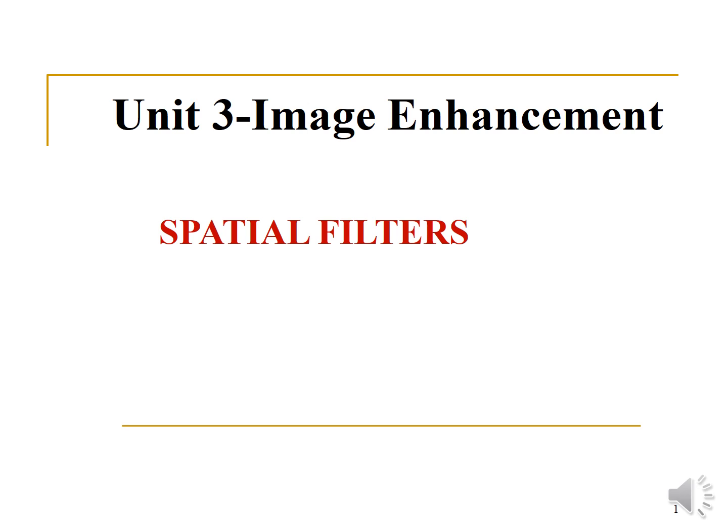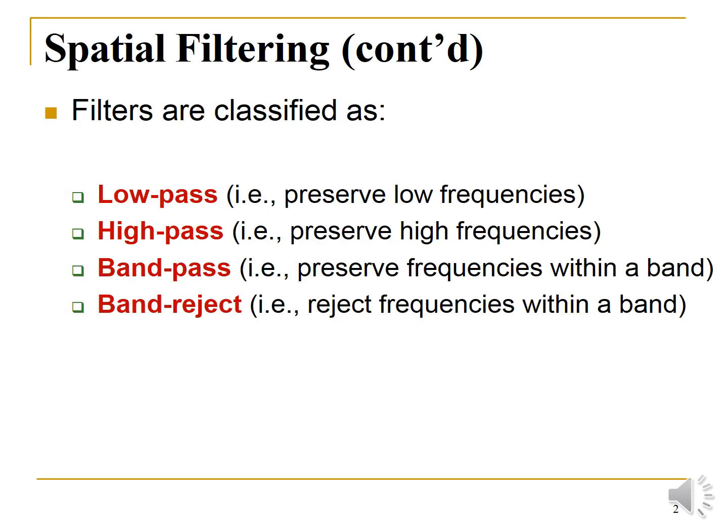For image enhancing we will be using various types of filters. One important filter that is used in image enhancement is spatial filters. In spatial filters, it is further classified into four different types of filters, such as low pass, high pass, band pass and band reject filter.